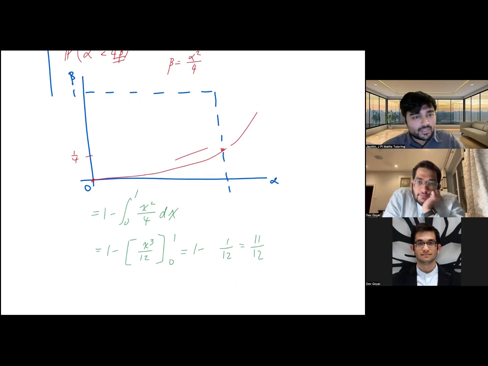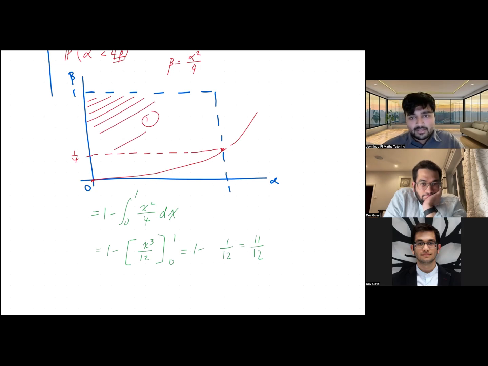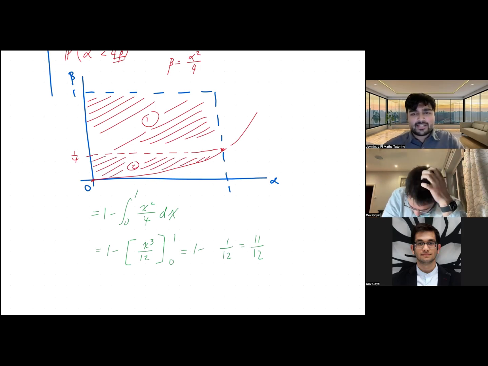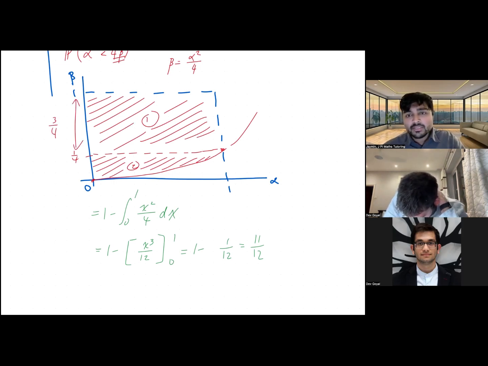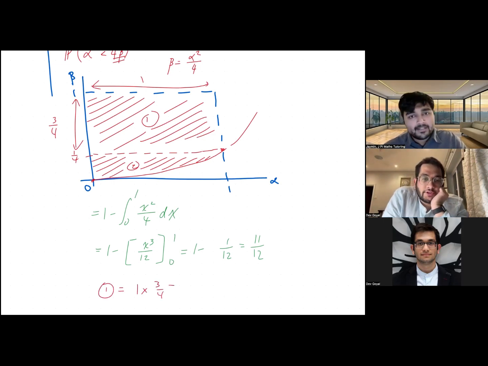I think the easiest way to do this from the y-axis point of view is to split this up into two areas. So here is a rectangle, which I'll call rectangle 1, and then this area here, which I'm going to call 2. Rectangle 1 is nice and straightforward. The height here is 3/4 and the width here is 1. So the area of 1 is 1 times 3/4, which is 3/4. Two is the more interesting one.